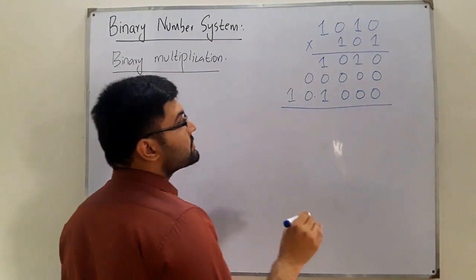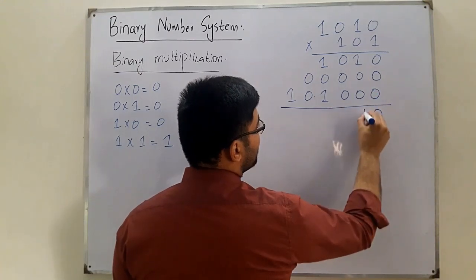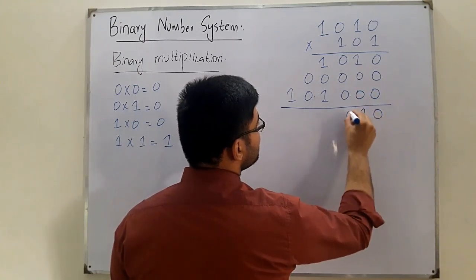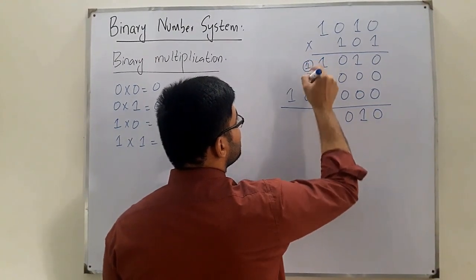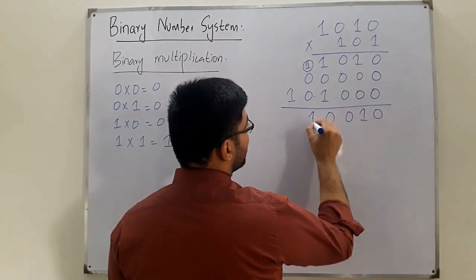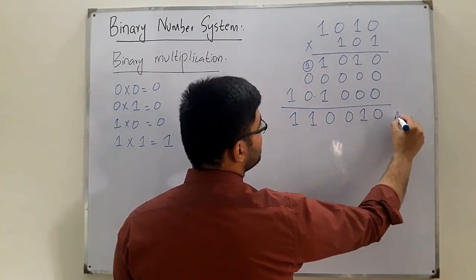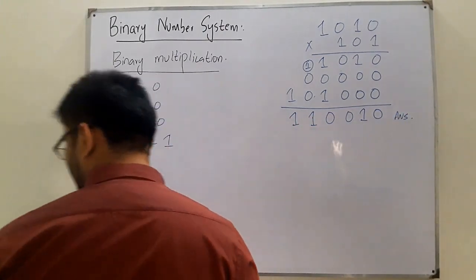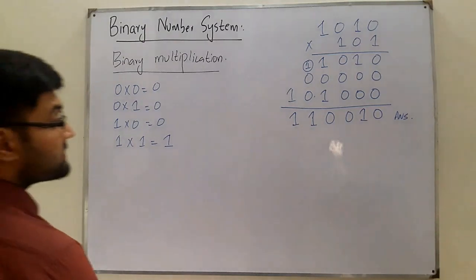Now we add these two, so this is all 0. The next we have a 1, the next we have again 0, 1 plus 1 again, the sum is a 0 and carry is a 1. So 1 0 0, this is again 1, and this one is as it is. So 1 1 0 0 1 0, this is the answer. 1100 10. Yes, this is fine.